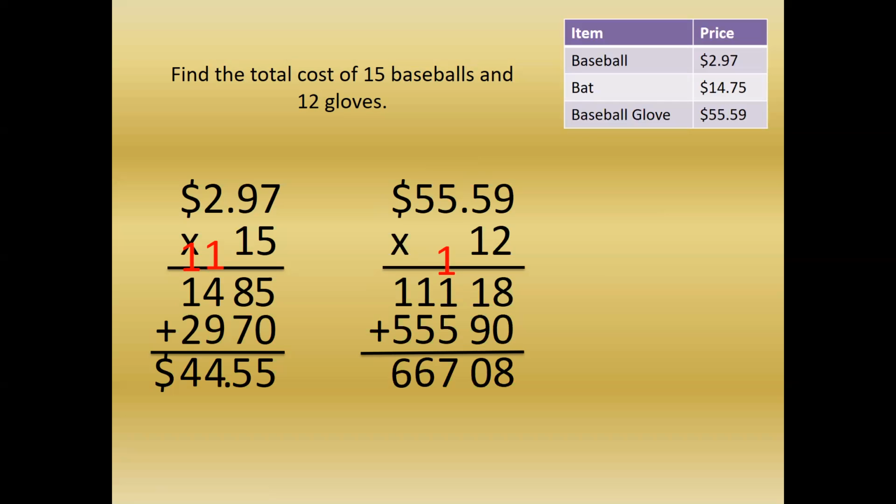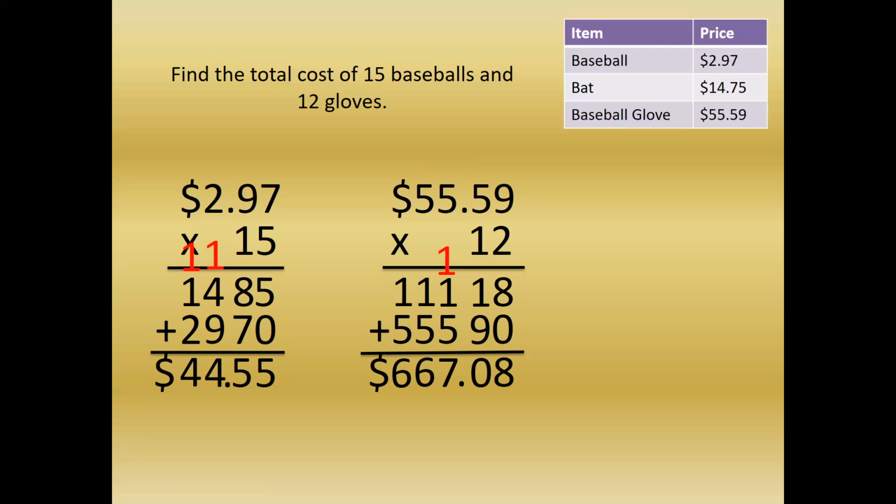And we're going to add in our decimal point lined up with the top, $55.59. So it would go after the 7 and before the 0, and then we make sure we put our dollar sign in front, otherwise it is incorrect. So it's $667.08. Now we figured out how much the 15 baseballs cost by themselves and the 12 gloves cost by themselves. Now we have to figure out the total cost of the two of them together.